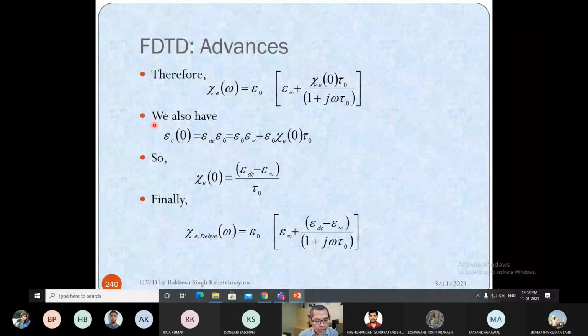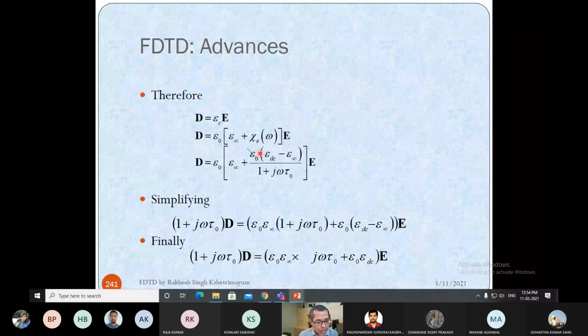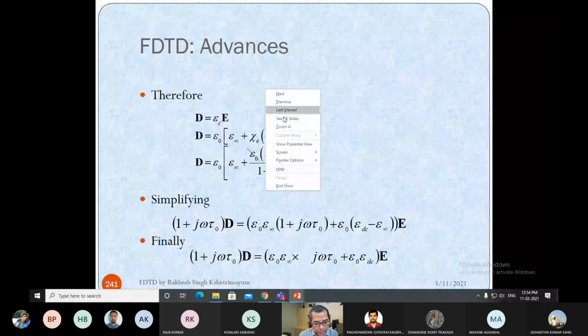So from here I can find out what chi e at time t equal to 0 is. Chi e at 0 is epsilon dc minus epsilon infinity divided by tau naught. If I substitute this value of chi e at 0 in this relation, the final expression we have for epsilon c for the Debye model at frequency omega is epsilon 0 epsilon infinity plus epsilon dc minus epsilon infinity divided by 1 plus j omega tau naught. Okay, I think I should stop here. From there, we'll try to derive the update equation for the Debye model of the material.